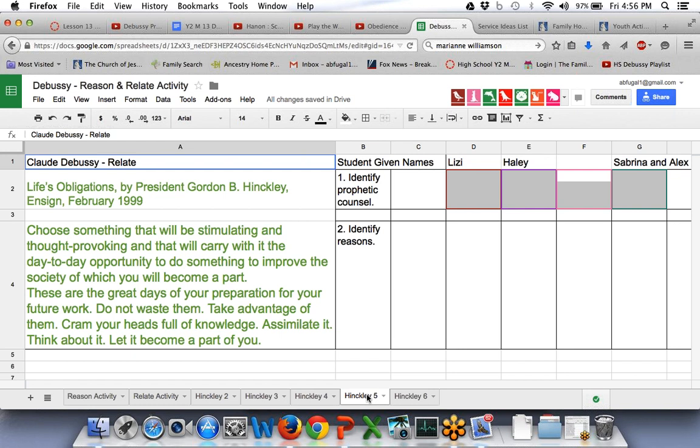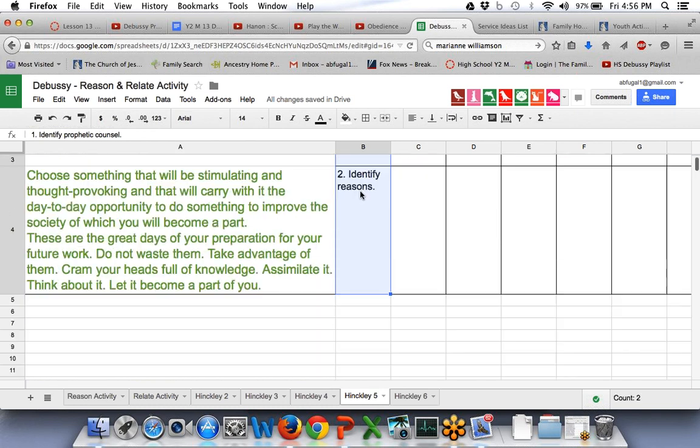Sort of the same as before. Choose something that will be stimulating, thought-provoking, that will carry with it the day-to-day opportunity to do something to improve the society of which you will become a part. These are the great days of your preparation for future work. Don't waste them. Take advantage of them. Just cram your heads full of knowledge. Assimilate it, which is what we're doing now. Relate it to your own life, not just facts. Think about it. Let it become a part of you.